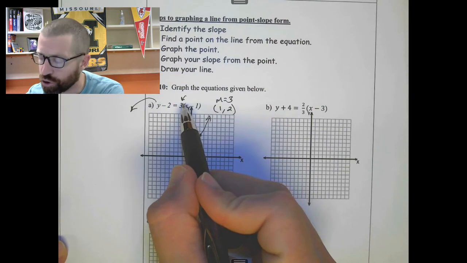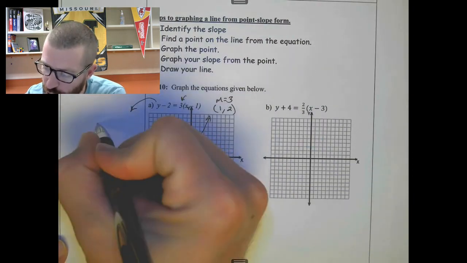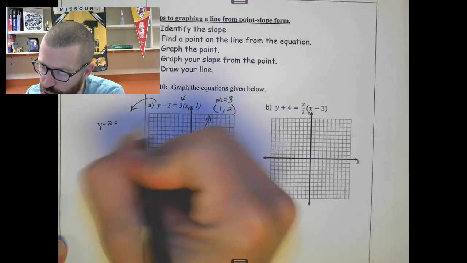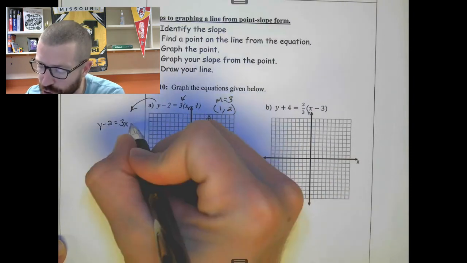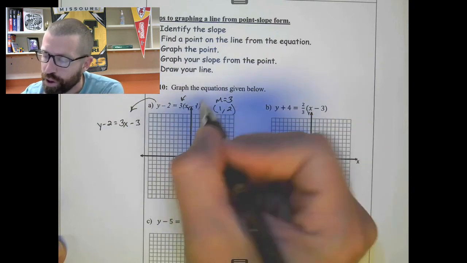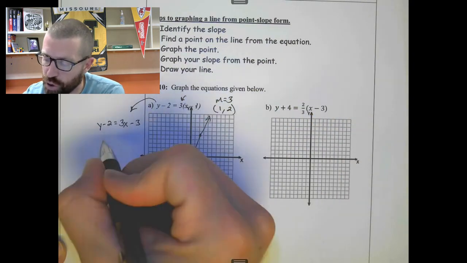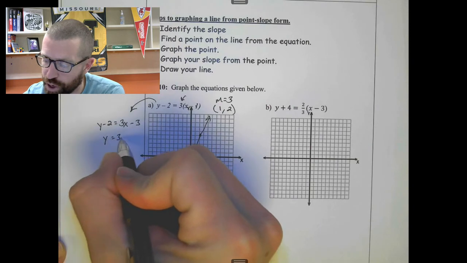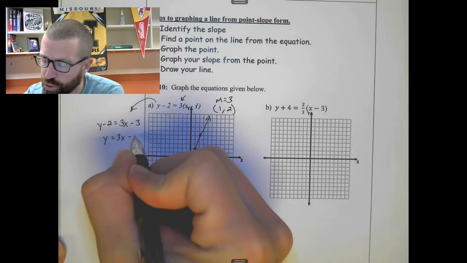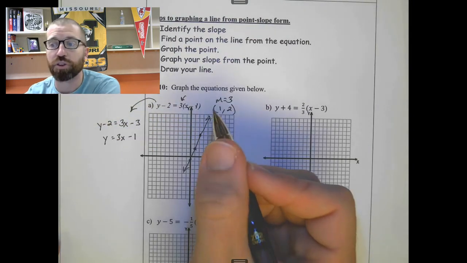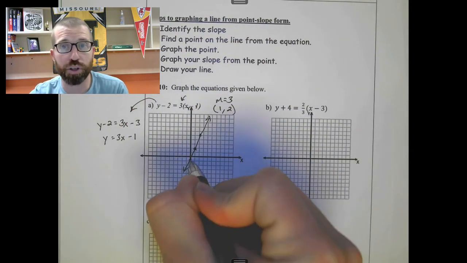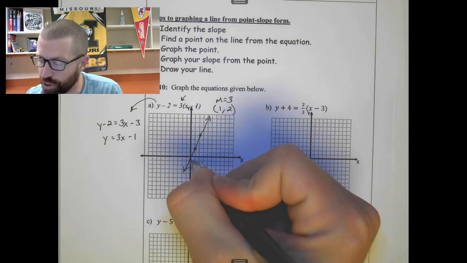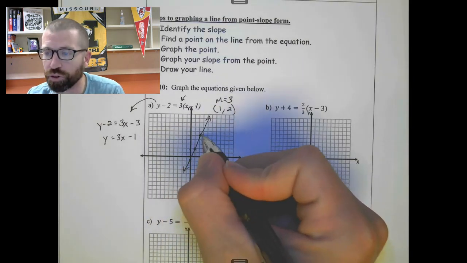So the other option we mentioned is you could write this in slope-intercept form. You could distribute this, so you get y minus 2 is equal to 3x. Be careful that you remember to distribute, so minus 3. And then we want to add 2 to both sides to get y by itself. So y is equal to 3x and then minus 1. Okay, so let's compare that to our line. We have a y-intercept of negative 1. That's our initial point, and then we count up 3 over 1, and so we have the same points.